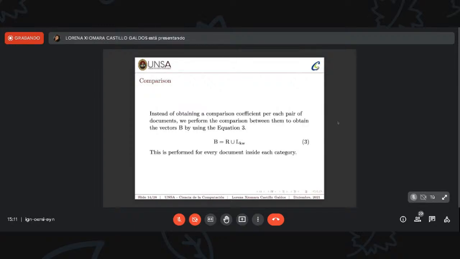Then, instead of obtaining a comparison coefficient per each pair of documents, as was the goal of the previous approach that this research is based on, we do the first contribution, which is to perform a comparison between them to obtain the vectors B by the following equation, which will be the list of keywords plus the neighborhood of this.